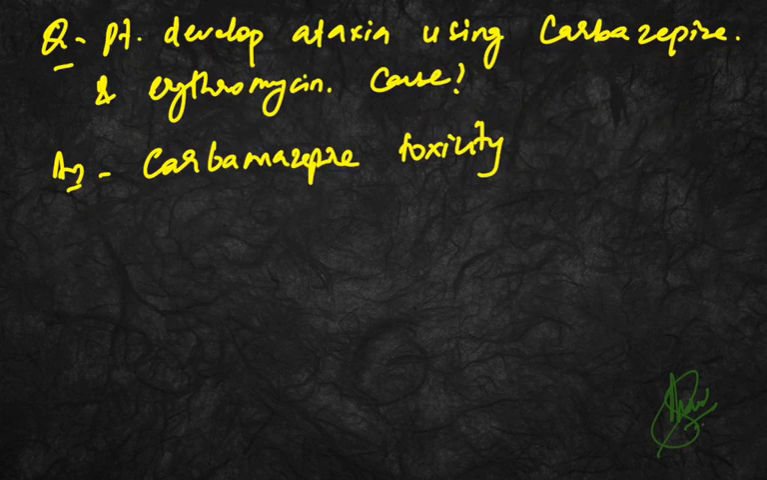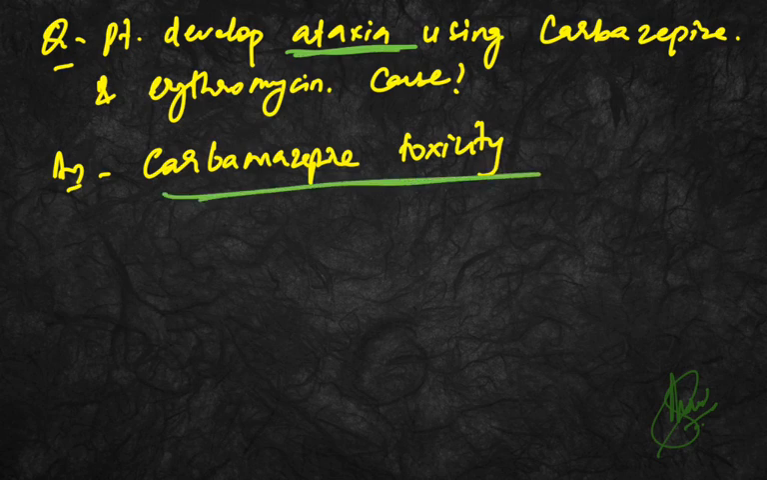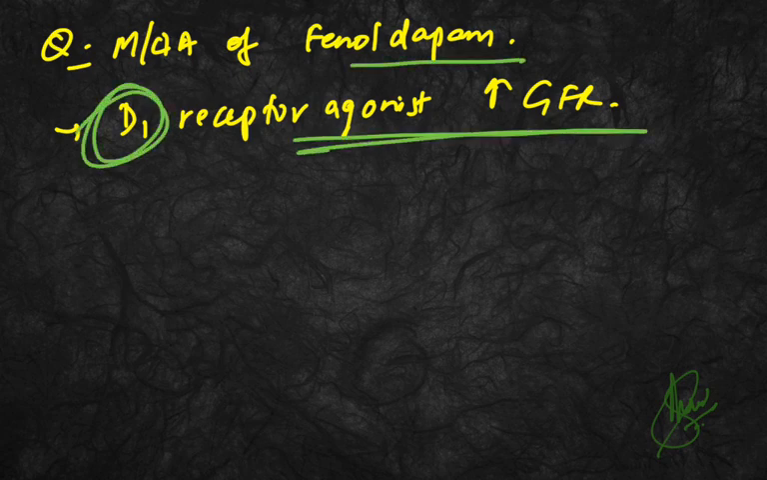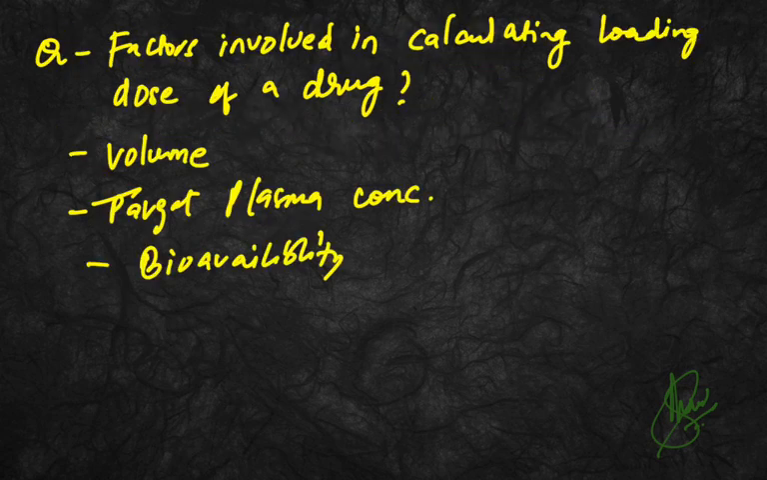A patient develops ataxia using carbamazepine and erythromycin. What is the cause? So ataxia is caused due to carbamazepine toxicity. Mechanism of action of fenoldopam. It is a D1 receptor agonist which increases the GFR. This is not D2. Most of them have marked D2 also, but this is a D1 receptor agonist.